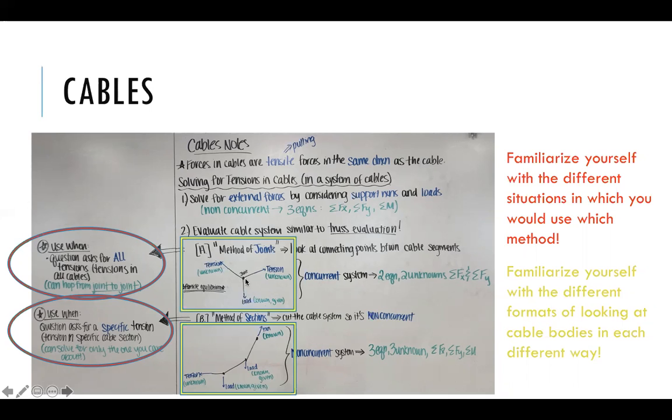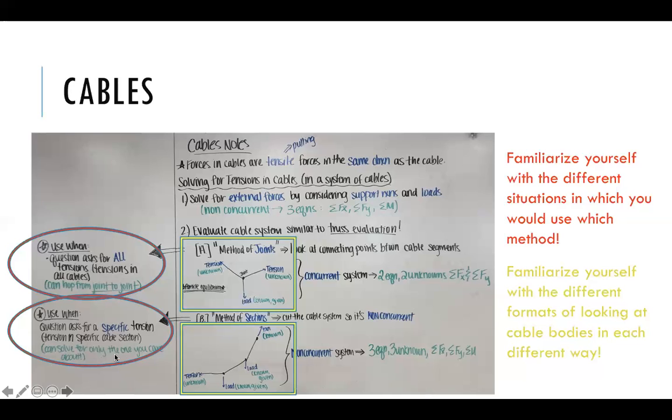So because that is a concurrent system meeting at this point, you only have your two equations. But that's okay because you only have two unknowns, the tension in this cable and the tension in this cable. So you can solve for that using the forces in the x direction and the forces in the y direction. So this is essentially just a particle equilibrium problem.